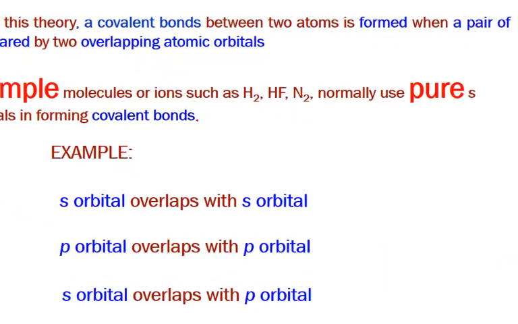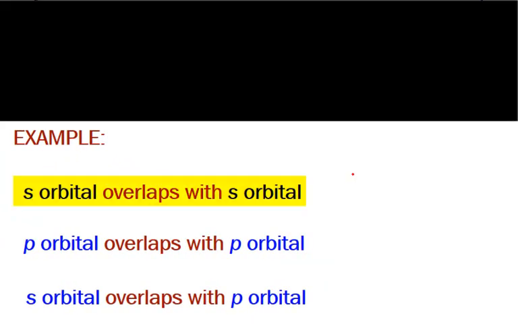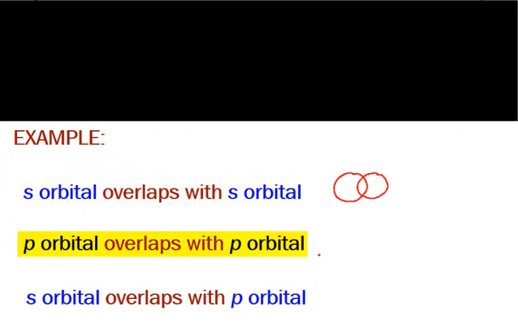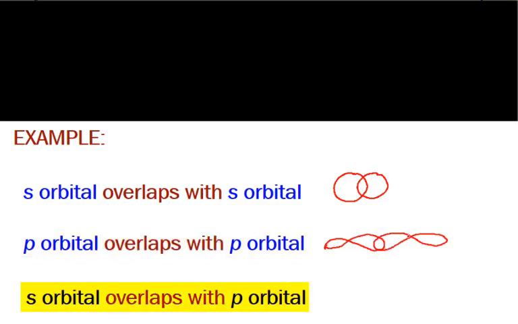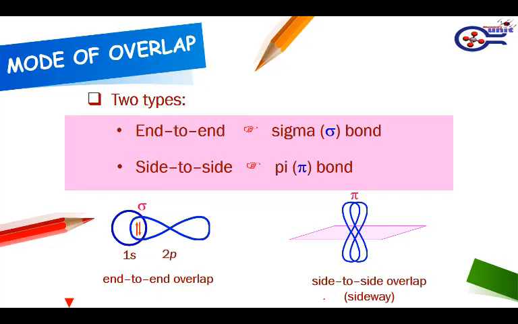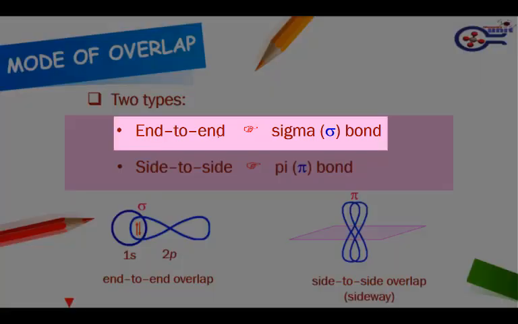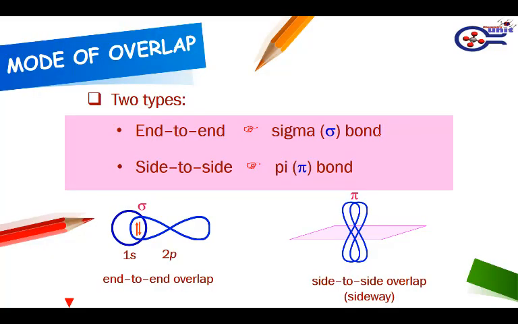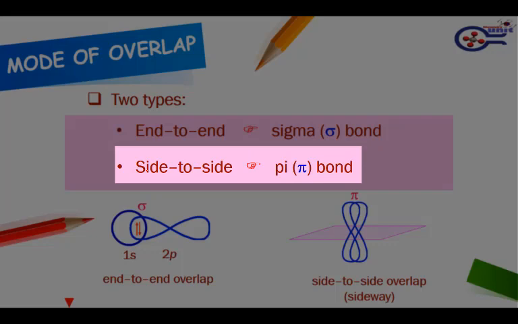Examples of pure overlapping orbitals are s orbital overlap with s orbital, p orbital overlap with p orbital, and s orbital overlap with p orbital. There are two types of overlapping orbitals that we will learn. The first one is overlapping end-to-end, which leads to the formation of sigma bond. And the second one is overlapping side-to-side, which leads to the formation of pi bond.